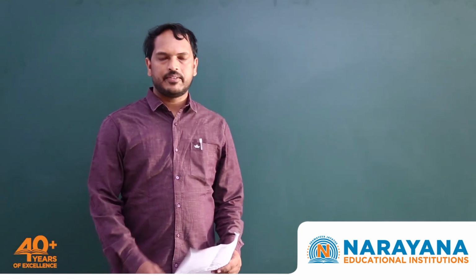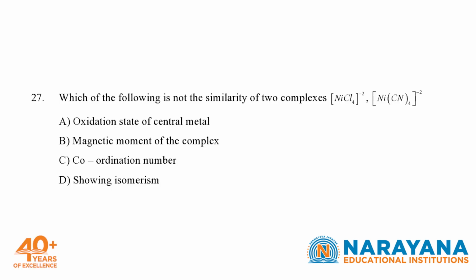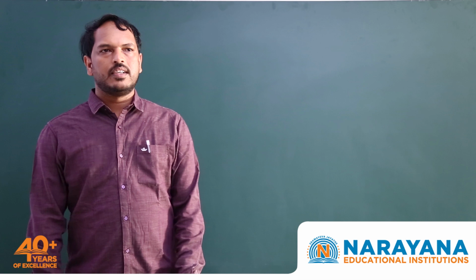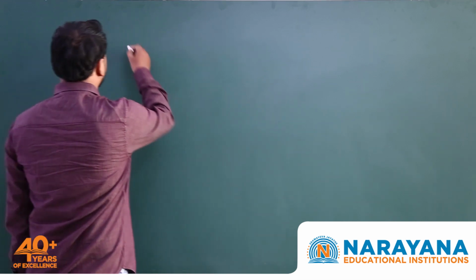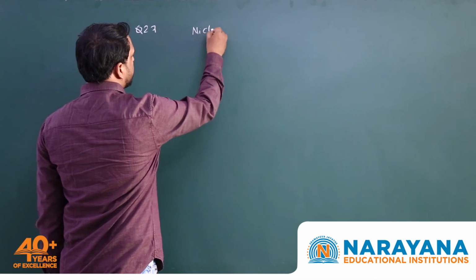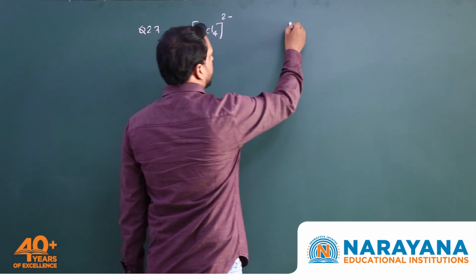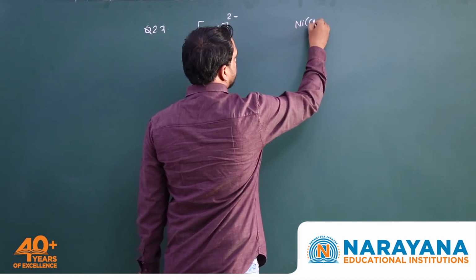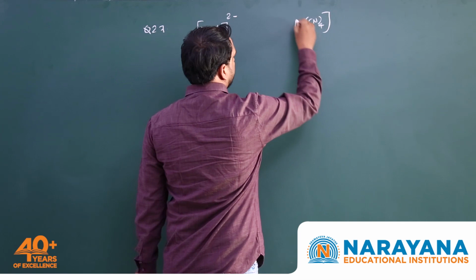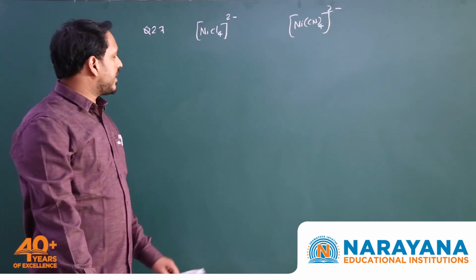Question number 27. What is question number 27? In this, two complexes are given. It is asked which is not a similar property of these two complexes. What are the complexes given? In question number 27, we have two complexes. One is NiCl4 2 minus, second one is Ni(CN)4 2 minus.